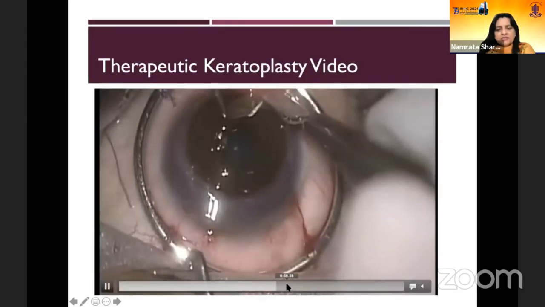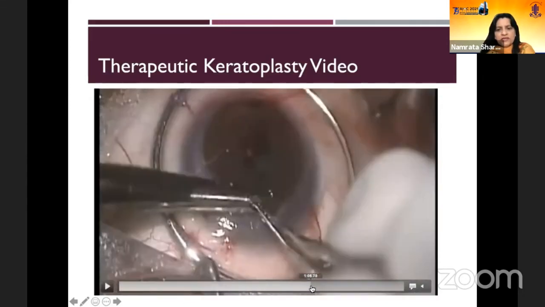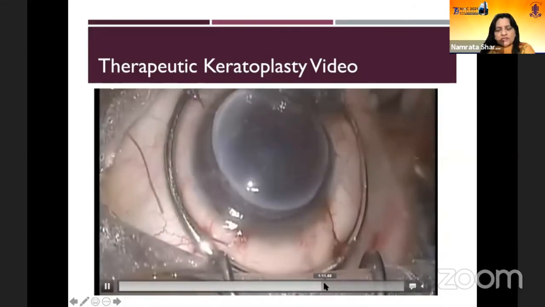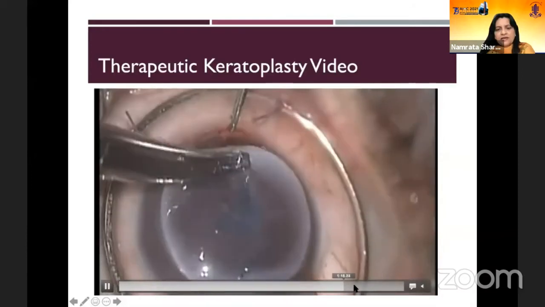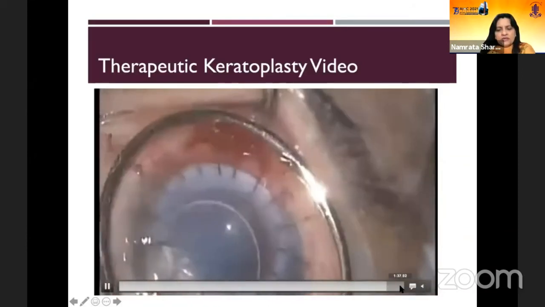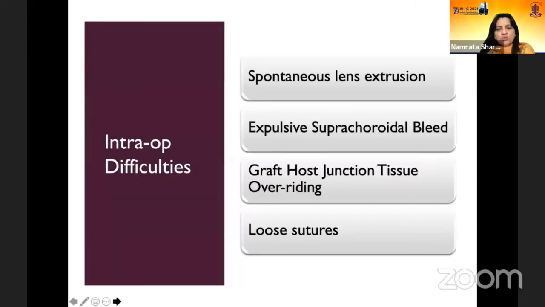And after this, there is a ledge which is present all around, which is removed, and the AC can be formed, the peripheral part of the AC can be formed with the viscoelastic. Peripheral iridectomy has already been done, and with the help of the 10-0 monofilament nylon sutures, the suturing is then done. If they're large grafts, you may have to apply more sutures.